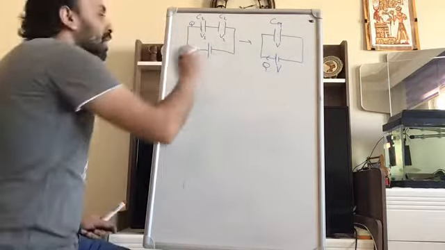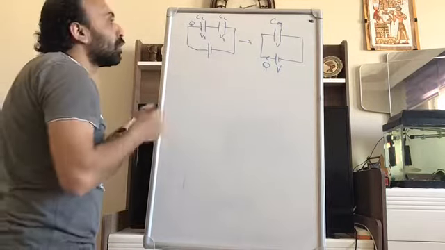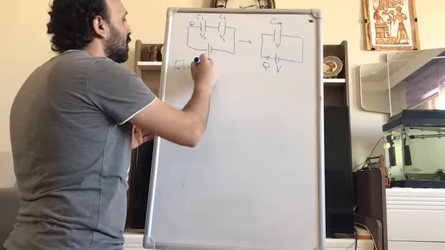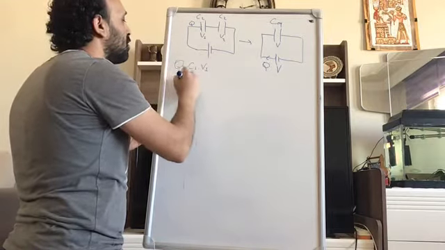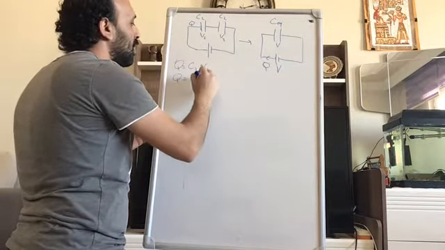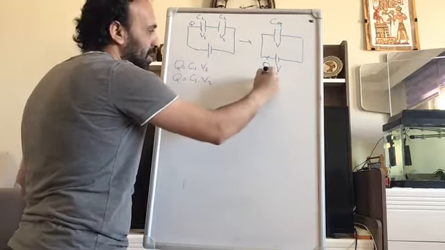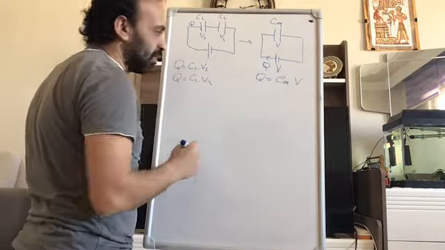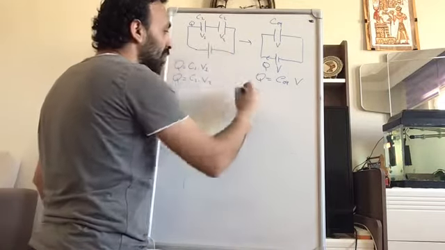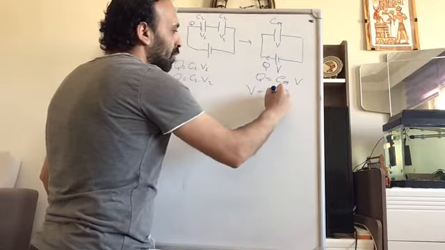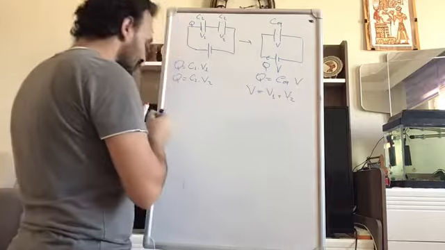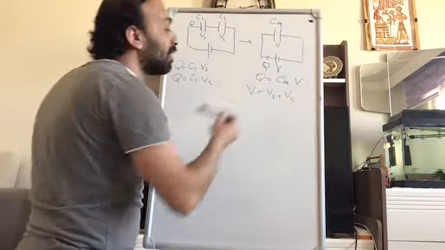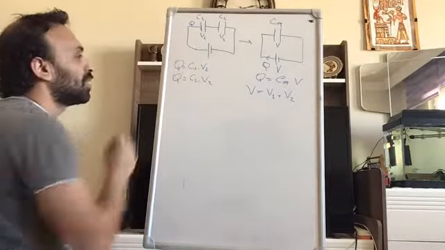So from here, let me remind you what equations we have. Now Q is equal to C1 times V1, the same Q will be equal to C2 times V2, and the same Q will be equal to C equivalent times V. And we have V equal to V1 plus V2. Okay, we are going to go with this equation to calculate the equivalent capacitance in terms of C1 and C2.